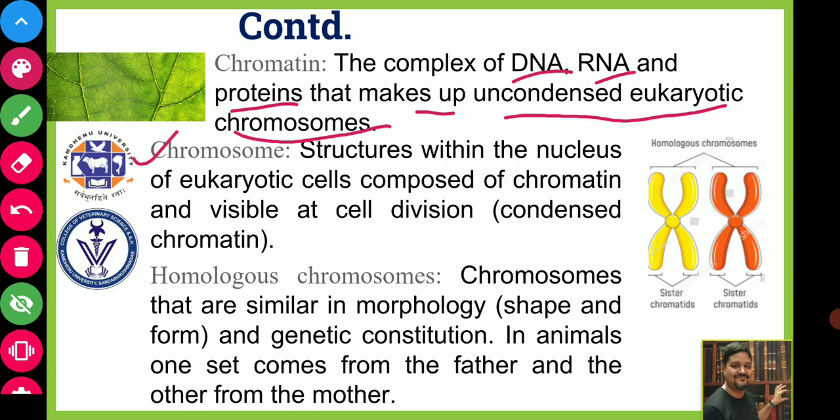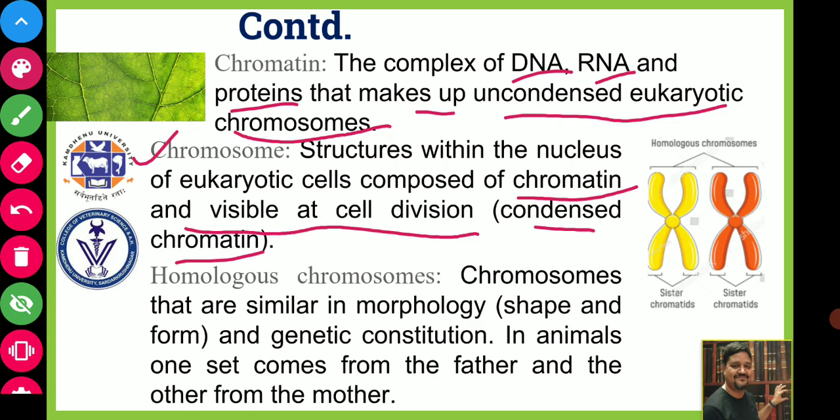Now the second term is chromosome. I have already discussed the structure within the nucleus of a eukaryotic cell, composed of chromatin and visible at cell division only. So at a certain stage of the cell cycle, maybe you can say the mitotic M phase or meiotic phase, at that stage the chromatin material becomes condensed, and after condensation it is known as chromosome. So the chromosome is actually a condensed chromatin.